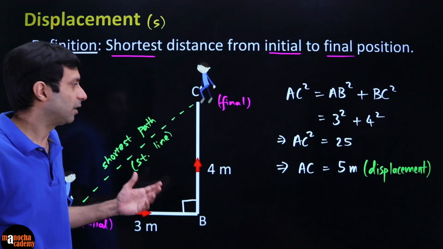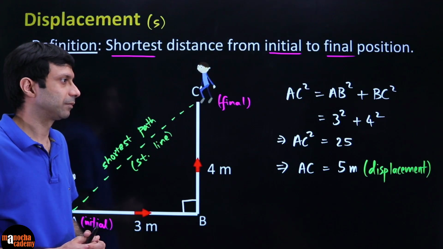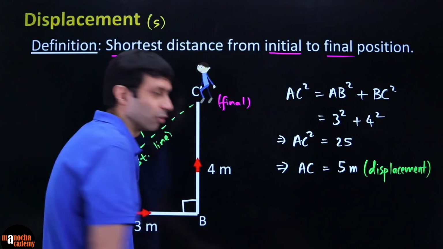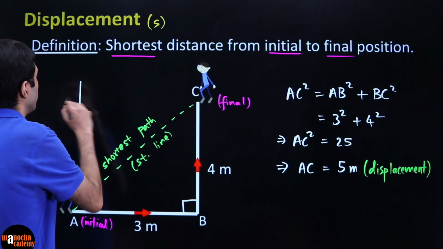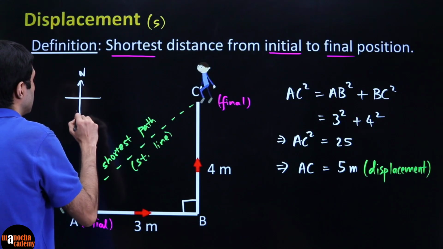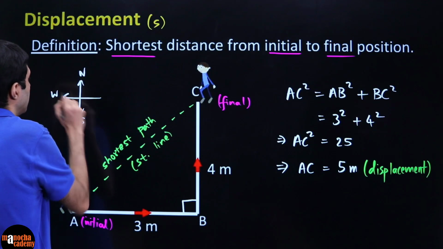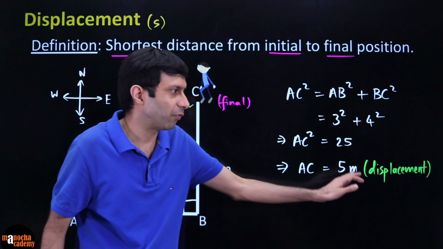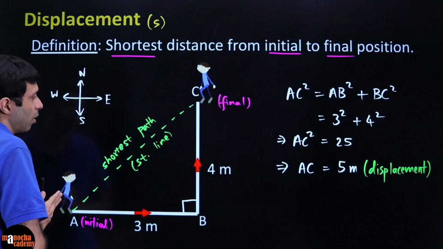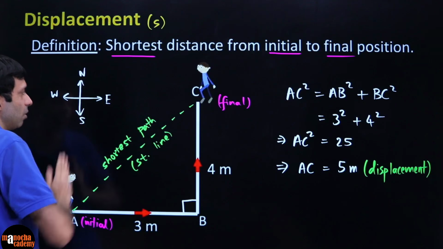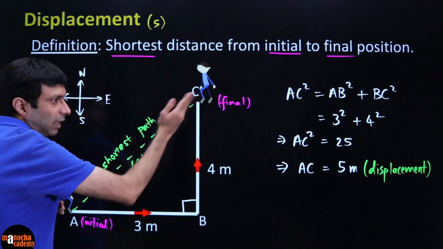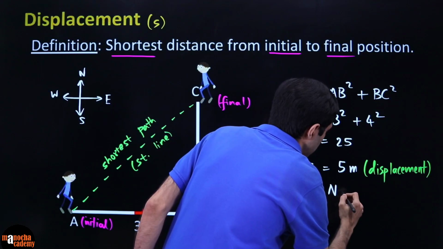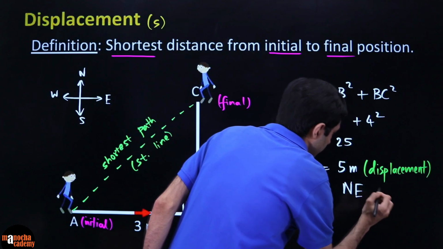So what is going to be the direction of this? Can you guys tell me? What is the direction here? If we consider the normal geography stuff, we know that this is north, this is south, west and east. So the boy is going from here to here. What will you say? Displacement is 5 meters in the northeast direction. You can see this is north, this is east, so he's gone northeast. So very good, we'll write 5 meters northeast, NE.